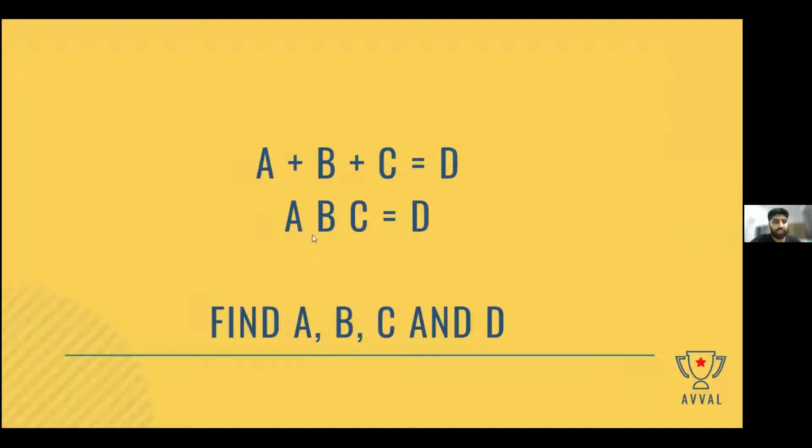And what would be the sum of these numbers? D is 6. Yes, Tanya, that's correct. 1 plus 2 plus 3 is 6, and 1 times 2 times 3 is also 6. Can you think of any other number that would satisfy this?